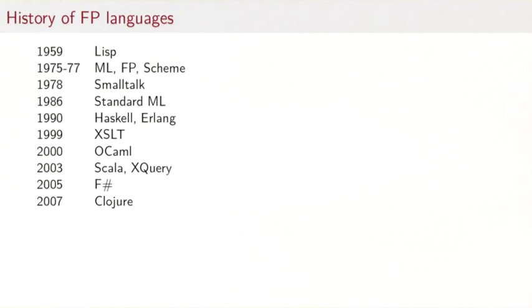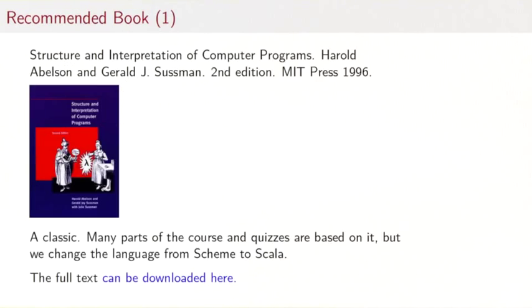If we look at the history of functional programming languages, we find that they date back to almost the beginning of programming languages in general. The first functional language was Lisp, invented by McCarthy at the end of the 1950s. Then there was a lot of activity in the 1970s and 80s with ML, FP, Scheme, Smalltalk, and Standard ML, reaching into the 90s with Haskell and Erlang. Later languages include OCaml in 2000, Scala in 2003, F# in 2005, and Clojure in 2007.